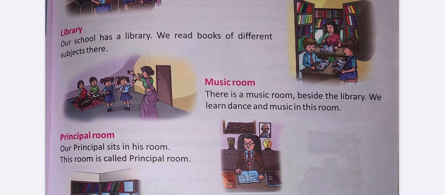The next is the library. Our school has a library. We read books of different subjects there. One of the important rooms of a school is the library. It is the place where we sit and read books of different subjects. It is not only the place where we sit and read, it's also a place where we spend our time reading. And it is very important that you should sit very quietly in a library.